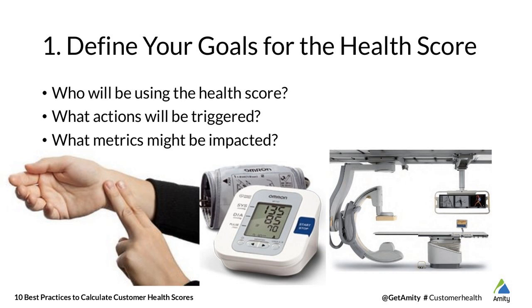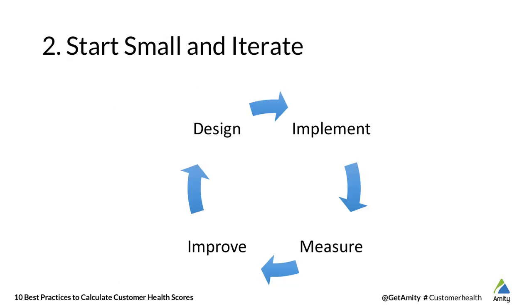And so it really depends on who's using the health score and what actions are going to be triggered. If my pulse is 130, I'm not going to say, oh, time for an angiogram, time for heart surgery, let's do a bypass, I'm at 140 now. So it really depends on what actions are going to be triggered and what other metrics might be impacted. For example, you might be calculating a revenue at risk score, and so the signals in your health score might impact the revenue at risk, and you'll want to consider that. Okay, so the first step is to define your goals. The second best practice is to start small and iterate.